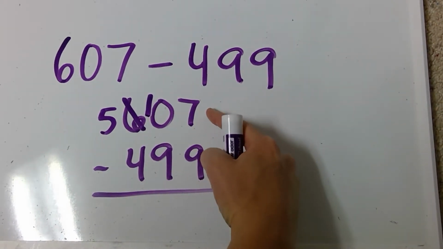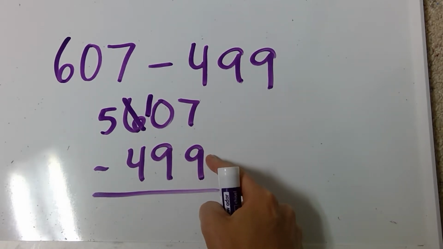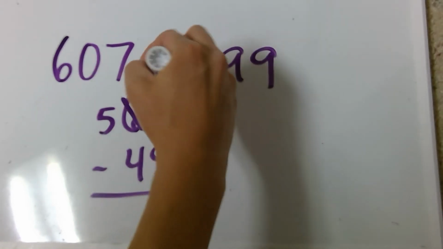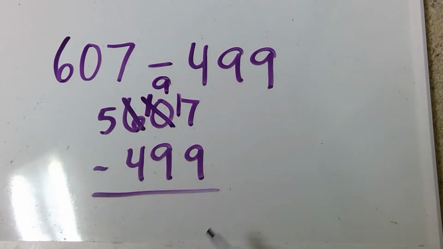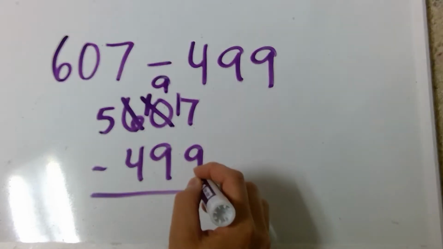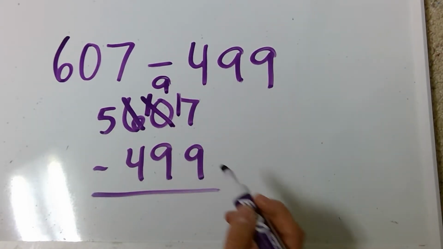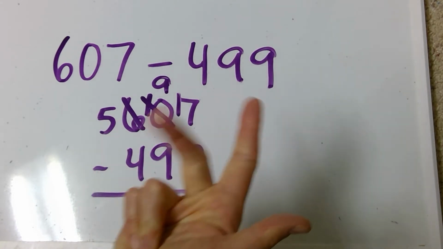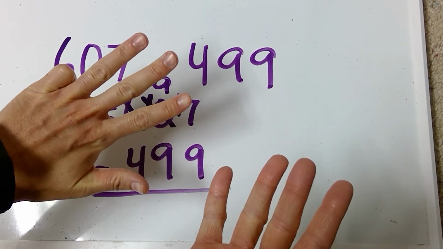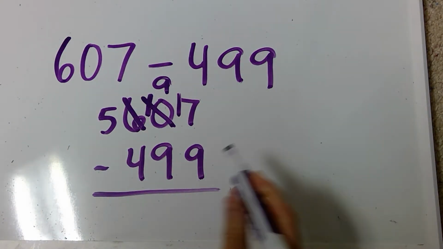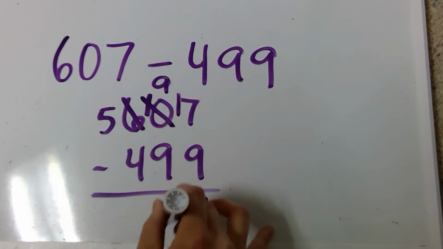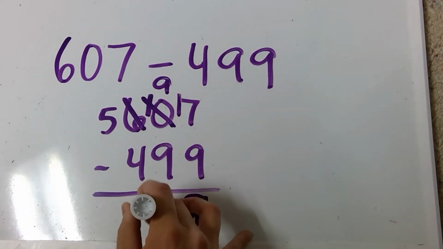But I still can't do 7 minus 9. So I've got to borrow from that 10, it becomes 9, and that 7 becomes 17. And then if I do 17, can I take 9 away from 17? Yeah, absolutely. 16, 15, 14, 13, 12, 11, 10, 9, 8. So 17 minus 9 is 8. 9 minus 9, 0. 5 minus 4, 1.